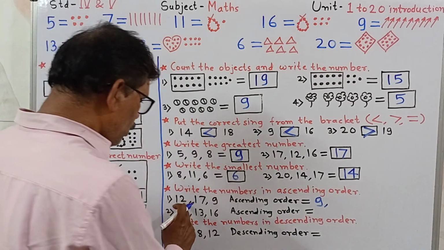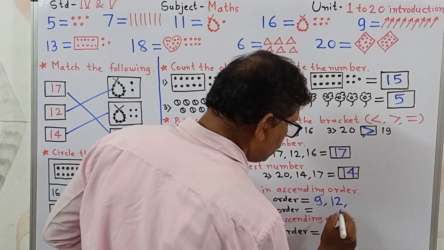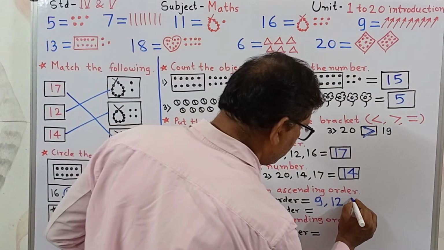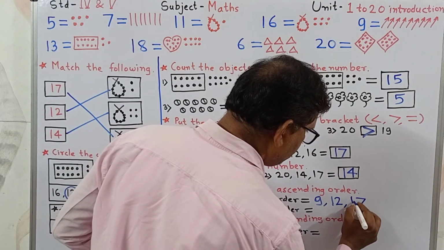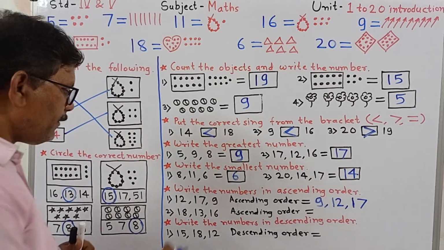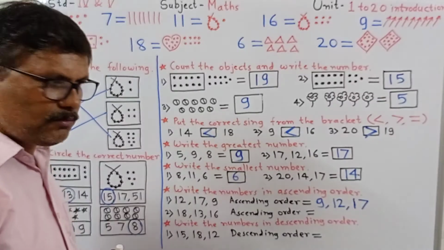So we must write here 12, because at the last we must write the greatest number. 17 is the greatest number among the three numbers. Okay? So 9, 12, 17.